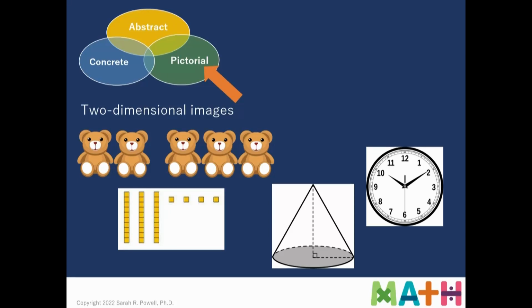So here with my bears, I have a visual of what it means to add 2 plus 3. I could actually touch those bears to show that 2 plus 3 is the same as 5. I have a visual representation of place value. There I could count 10, 20, 30, 31, 32, 33, 34. I have a visual representation of a three-dimensional figure, and I have a picture of a clock. So those are some of our two-dimensional or pictorial images that we might see.